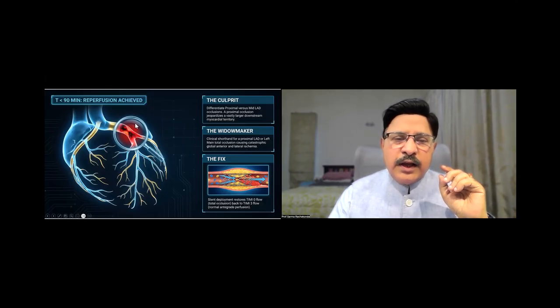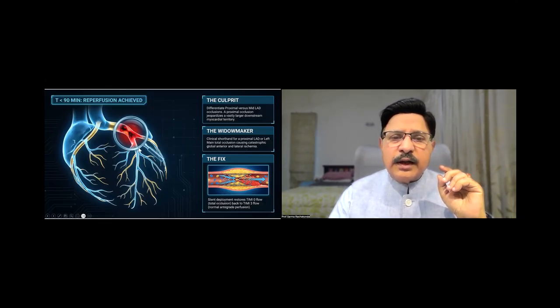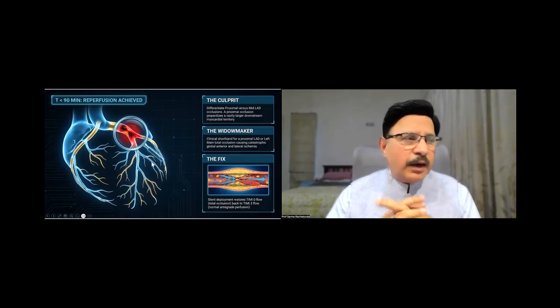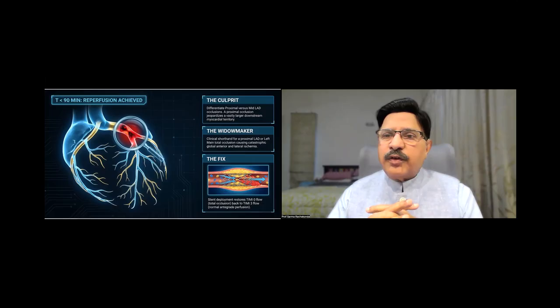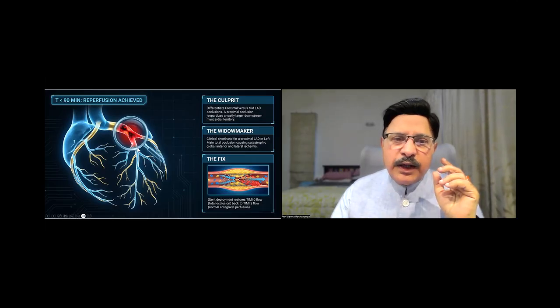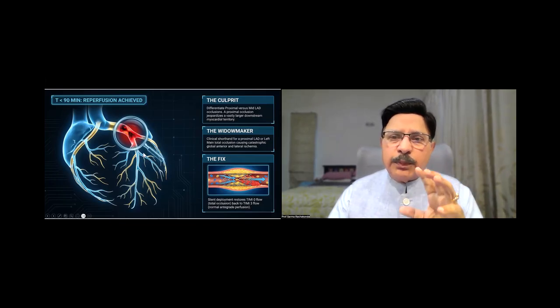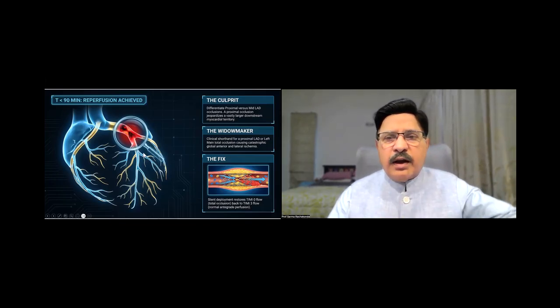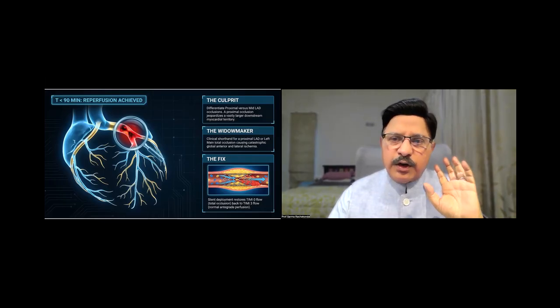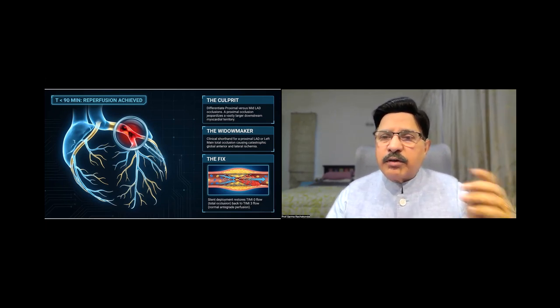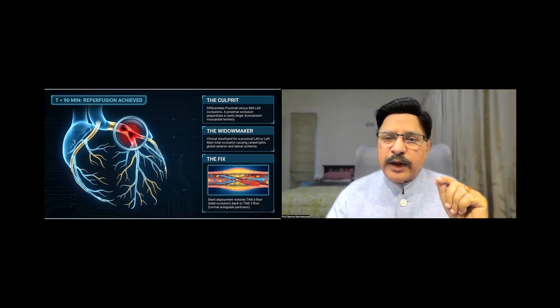Is the lesion in the left main or is it in the anterior descending artery, which is the culprit artery? How do I know? Differentiate proximal LAD occlusion, which jeopardizes a vastly large downstream myocardial territory. The widowmaker. This is called the widowmaker because if the person dies, naturally what will happen? That's why it is called widowmaker.